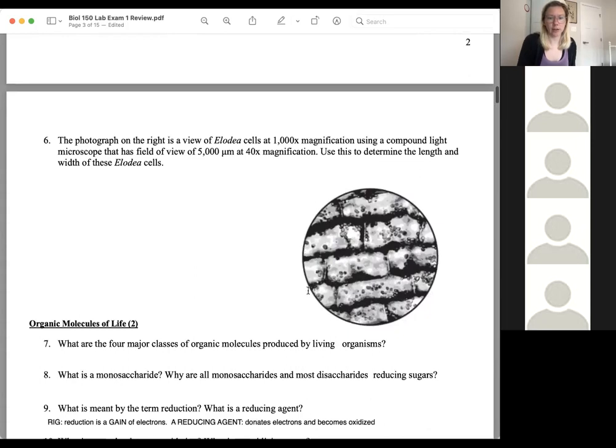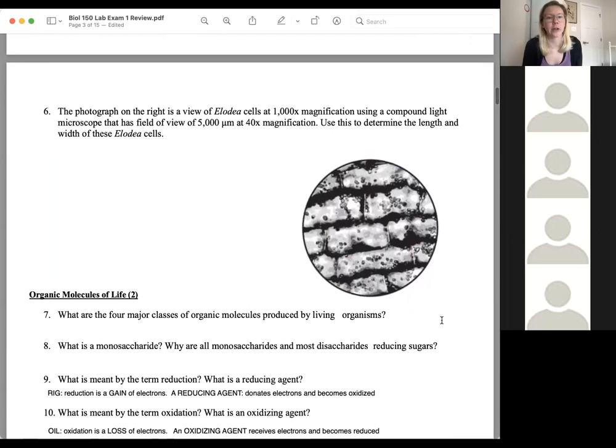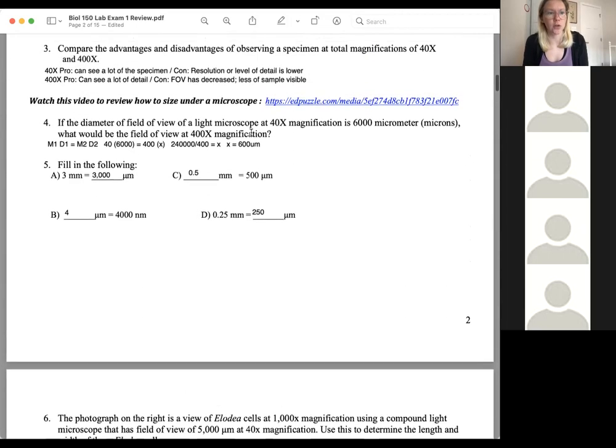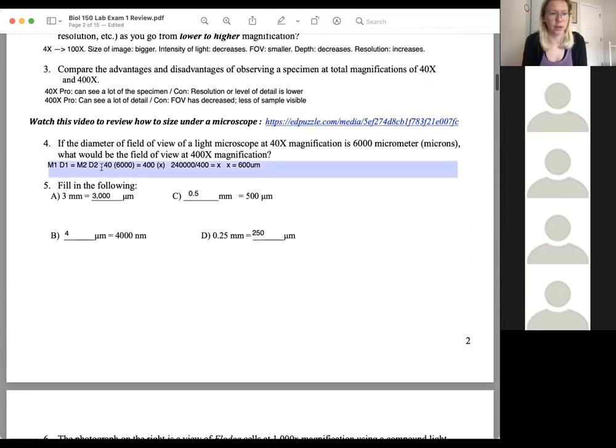All right, here we've got some kind of specimen. These are LODS cells at 1000x magnification. It tells us the field of view is 5,000 micrometers at 40x, and it's asking us to determine the length and width of each cell. I think the first thing we have to do is figure out what the field of view is at 1000x. So we're going to use the formula from up here again, M1D1 equals M2D2.